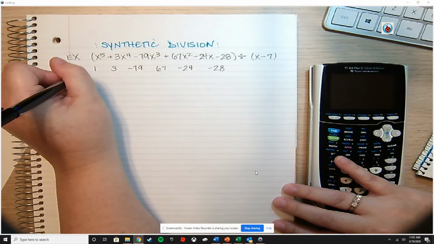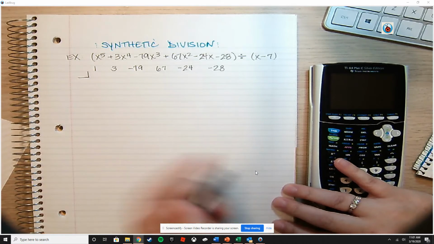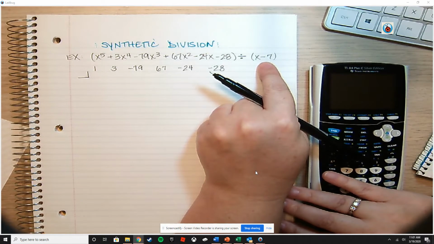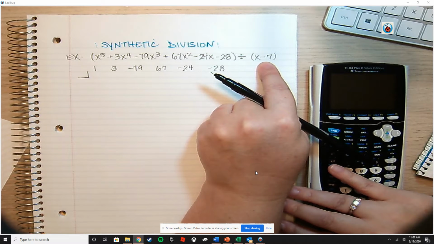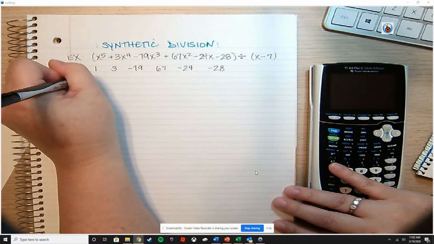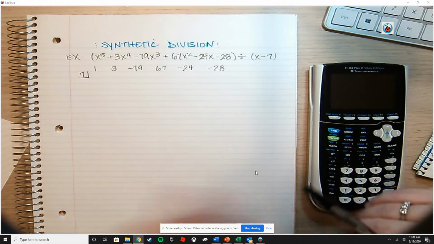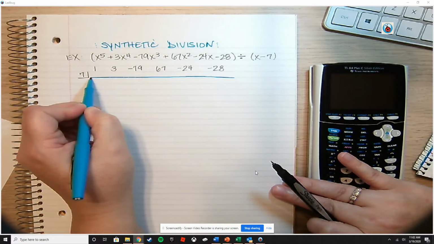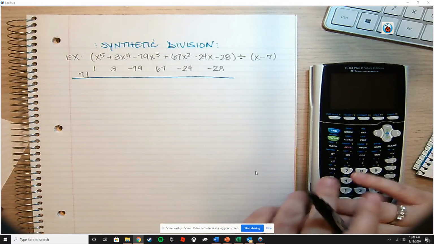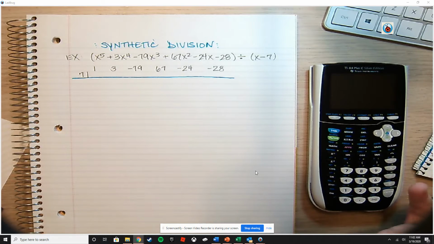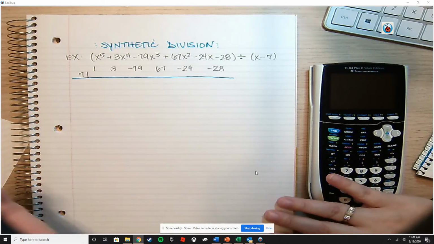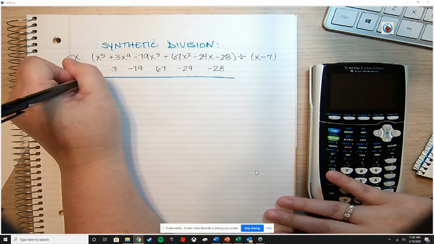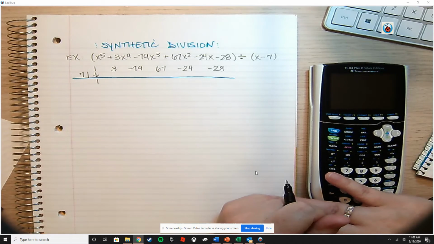Then off to the side, I'm going to take the opposite of the value that's here in this parentheses. So the value here is -7, and so I'm going to take 7. What I'm going to do now is I'm going to do a technique that is called synthetic division. And basically, you're just multiplying and then you're adding. So it's very simple. So I'm going to drop the 1 down.